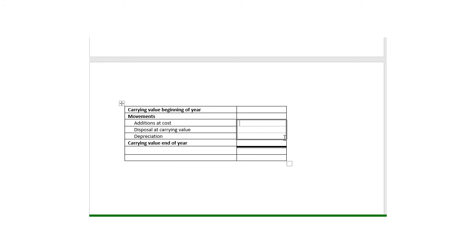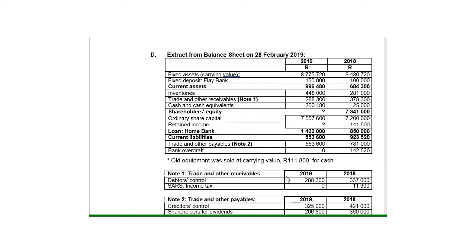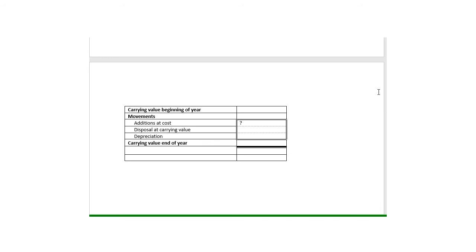The one that I'm interested to calculate is the fixed assets, the additions at cost, because that is what I'm doing now. So if I've got all the other figures, I can work back to get to the addition. So let's see what we've got. On the balance sheet, the fixed asset totals for last year and for this year would be the carrying value. Last year's end would be this year's beginning, and this year's end would go into the final balance. So if I look there, last year's fixed assets, 8,430,720, would be my carrying value at the beginning of the year.